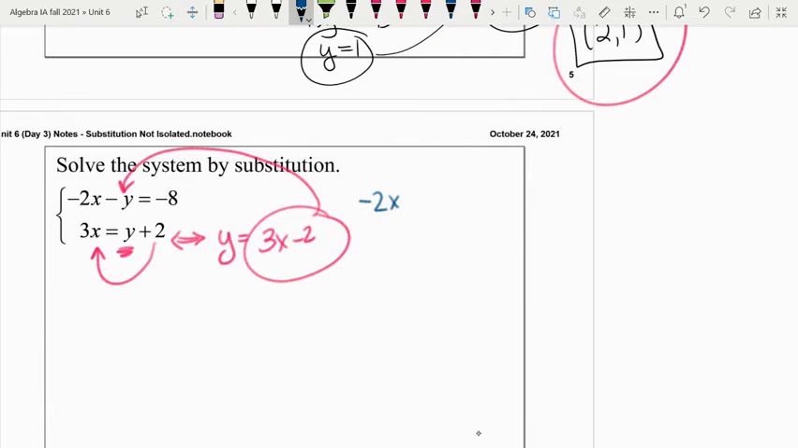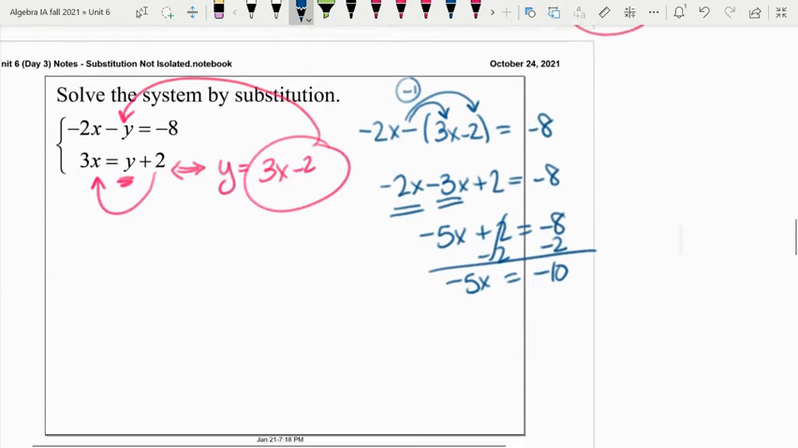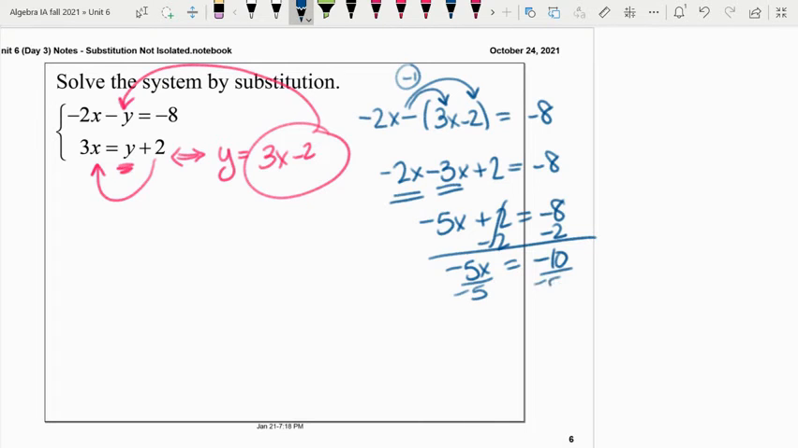So I have negative 2x minus this new y, which is 3x minus 2, equals negative 8. This is actually a negative 1, think of it as. So I'm going to distribute a negative 1 through there. So negative 2x, negative 3x, plus 2 equals negative 8. Combine like terms again. So negative 5x plus 2 equals negative 8. Subtract 2 on both sides. So negative 5x equals negative 10. Divide by negative 5. So x equals 2. Circle that, and we're going to substitute it back where I solved for y.